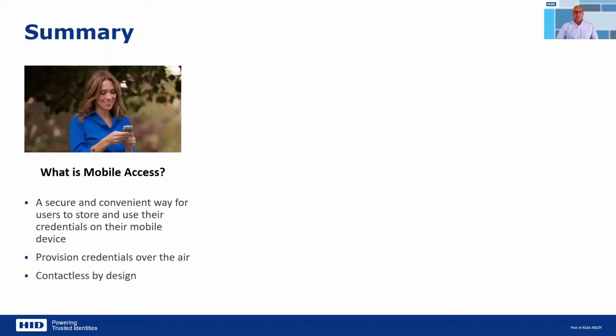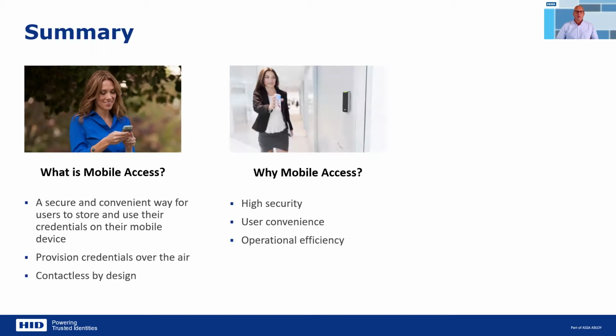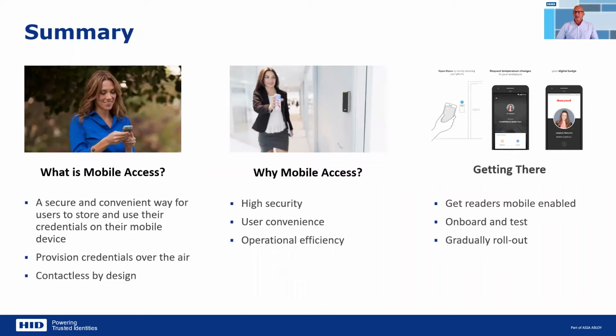So to conclude, I talk about mobile access. What is mobile access? It is a secure and convenient way for users to store and use their credentials on their mobile devices. Credentials are provisioned over the air, and the solution is contactless by design. Why use mobile access? It provides high security, user convenience, and operational efficiency. And how to get there? 3 easy steps. Get readers mobile enabled, onboard and test, and then you can gradually roll out.